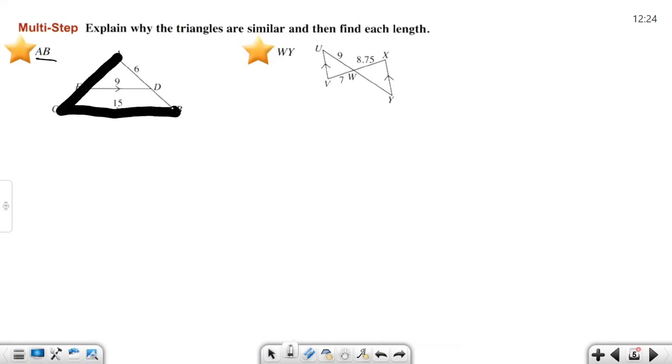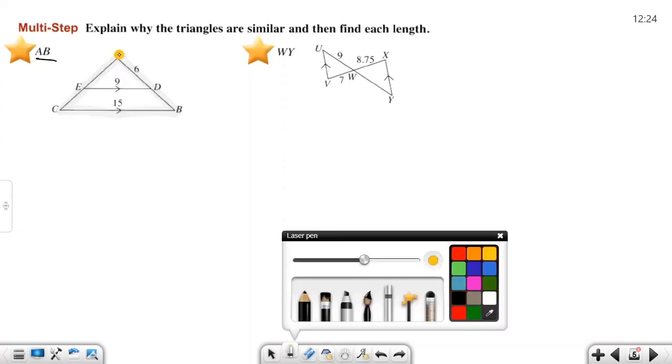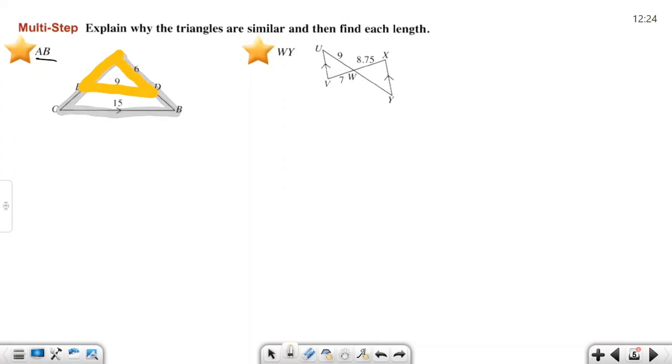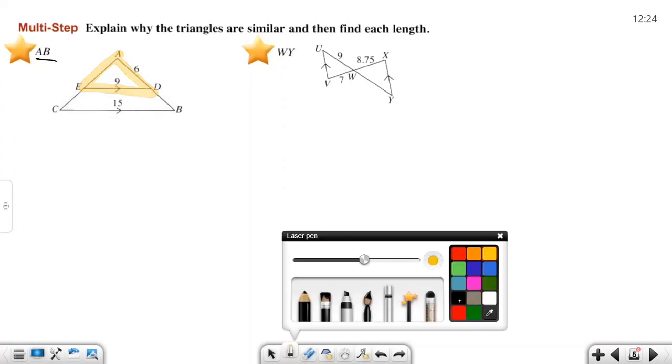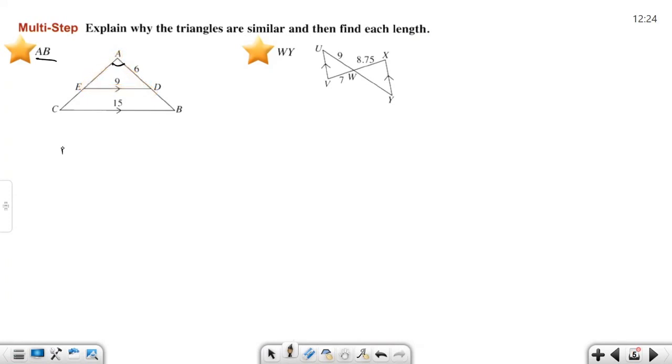Triangle ACB, that's a triangle, and triangle AED, that's another triangle. These two triangles, are they similar or not? We need to decide that one. Let's check. I can see this angle A is a common angle. Angle A is a common angle for both triangles. And as you see, these marks mean parallel lines. Because of these parallel lines, angle C and angle AED, these two angles are congruent.